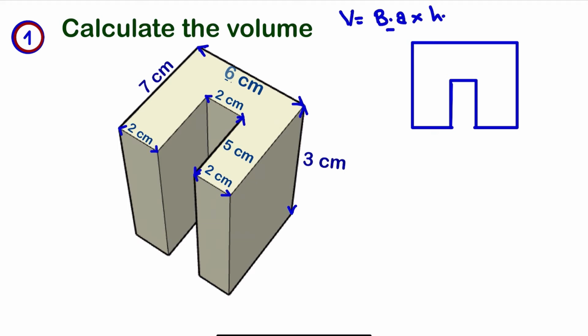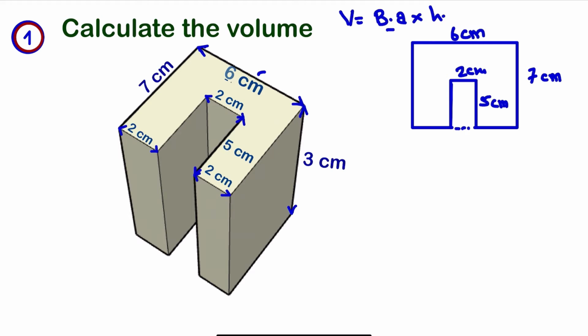So looking at this prism, this dimension here is 6 centimeter and the width here is 7 centimeter. Then this part that has been cut, we have 2 centimeter here, and also we have 5 centimeter. When we cut something, we subtract.